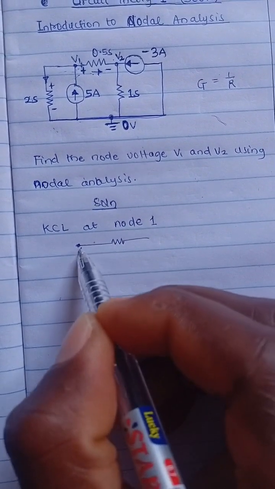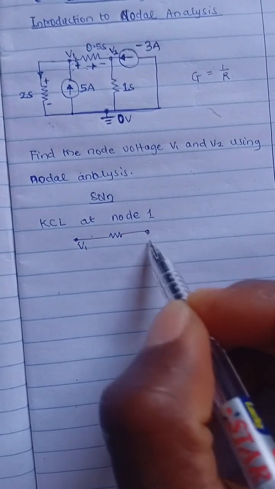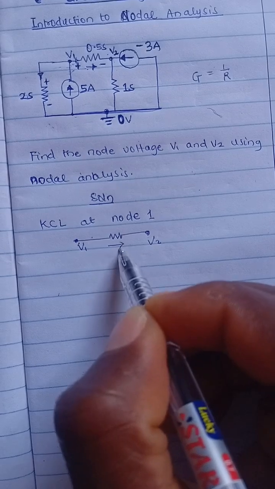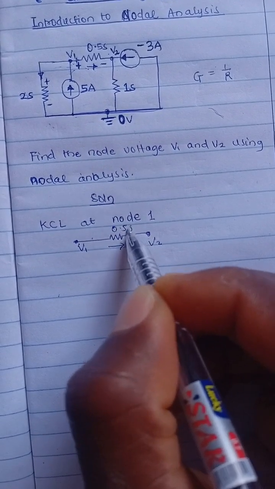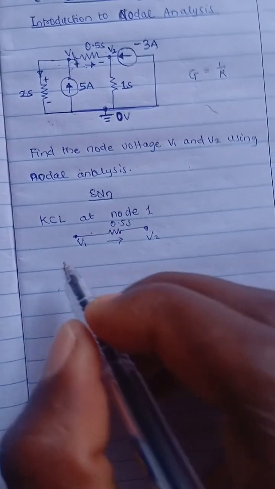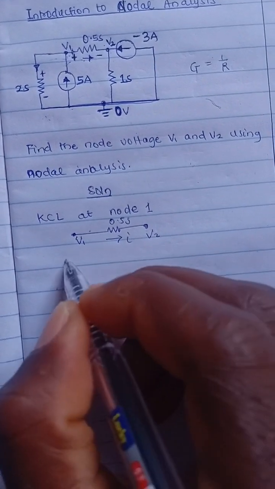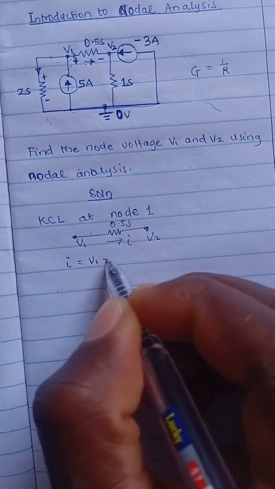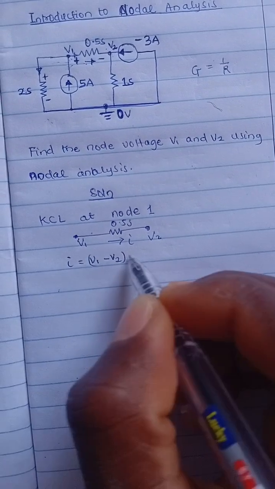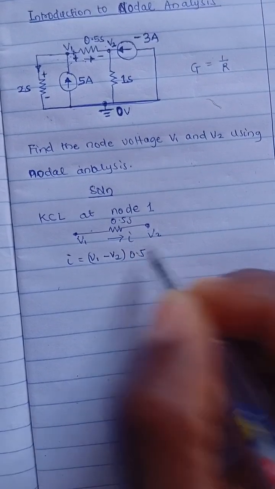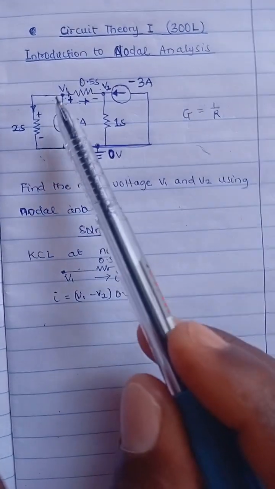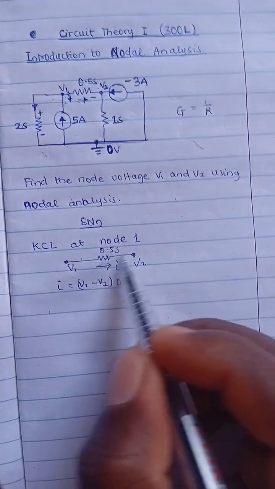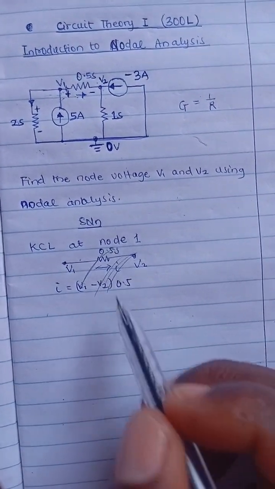Remember, this is node V1 and this is node V2, and we are looking for the current in this direction. Let's say this is a conductance of 0.5 Siemens. So if you are looking for that, you get your current I to be equal to V1 minus V2 multiplied by the conductance 0.5 Siemens. All right, so that's the current in this very branch. This is just an illustration. This is not part of the main thing.